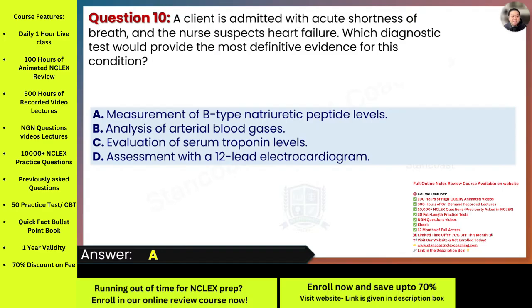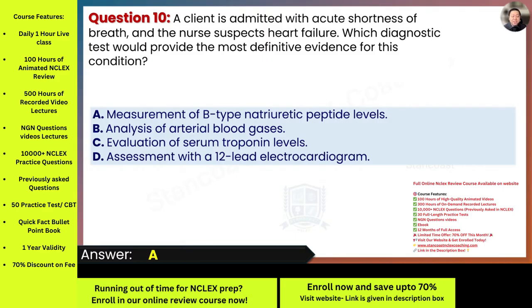Now, what about letter D, 12-lead ECG? Well, this is a test that can reveal a variety of abnormalities, maybe arrhythmias, ischemia, or left ventricular hypertrophy, which are common in heart failure. But an EKG cannot definitively diagnose heart failure. It can provide useful information about cardiac rhythm and structure, but it does not specifically confirm the heart failure as the cause of the symptoms.